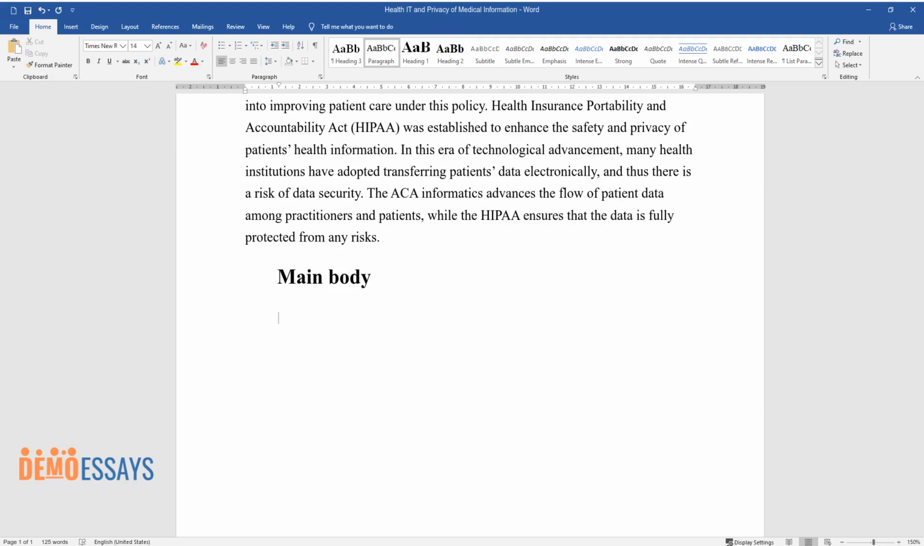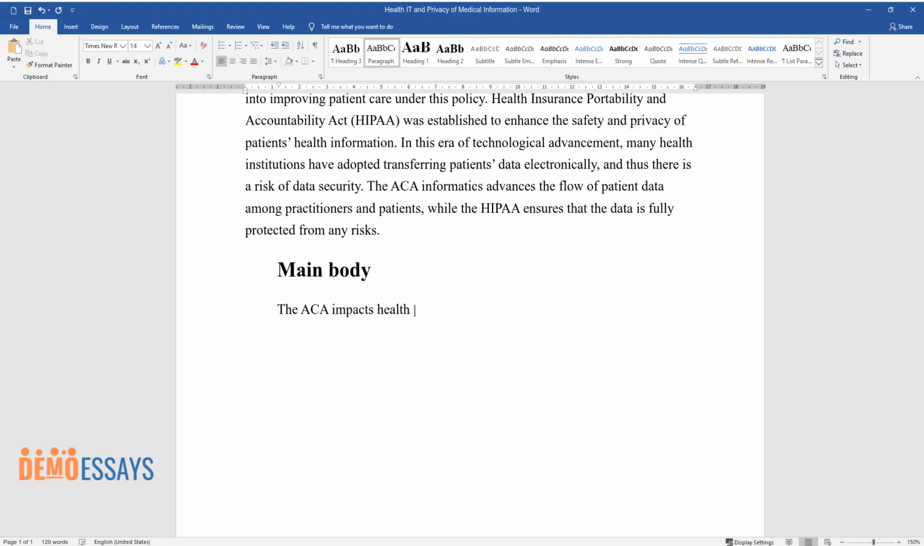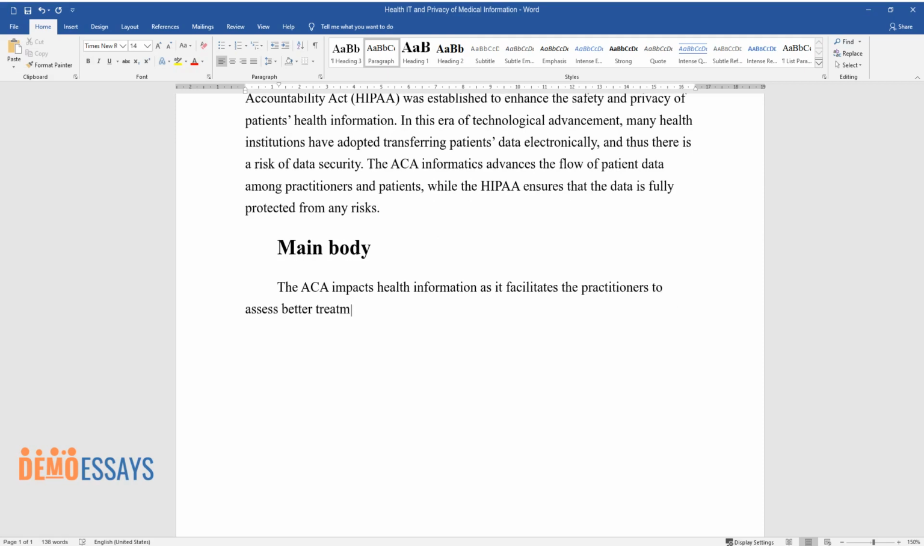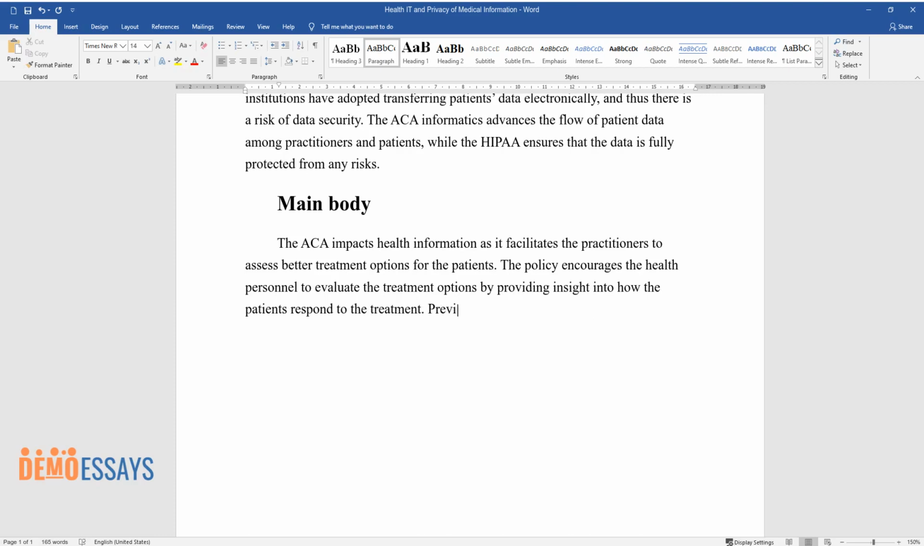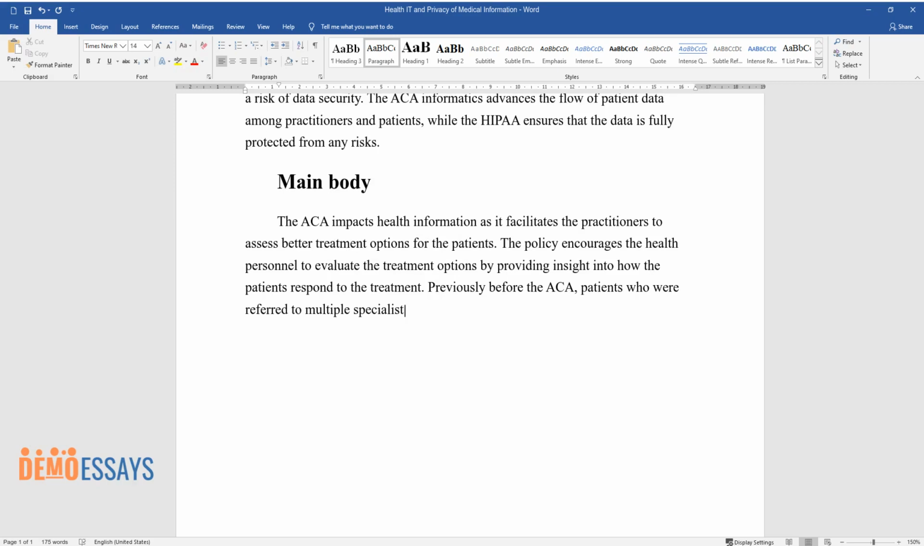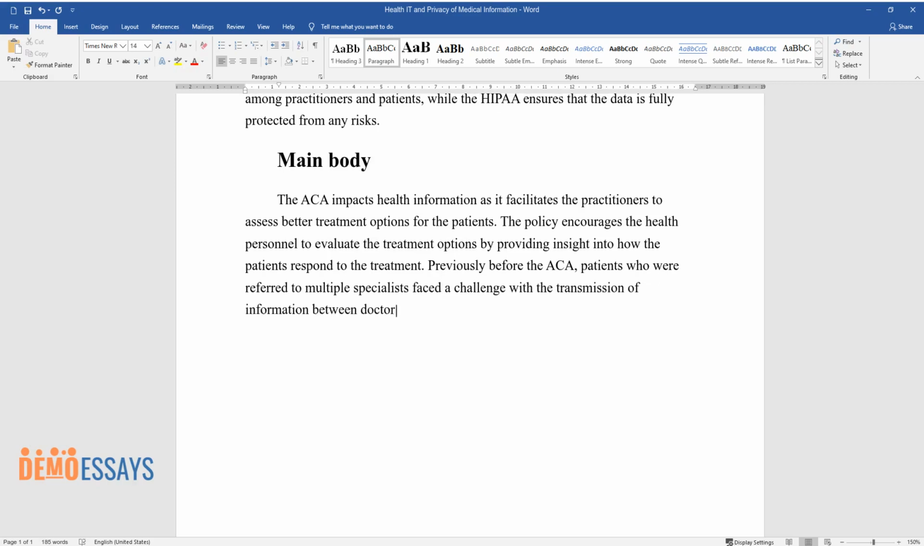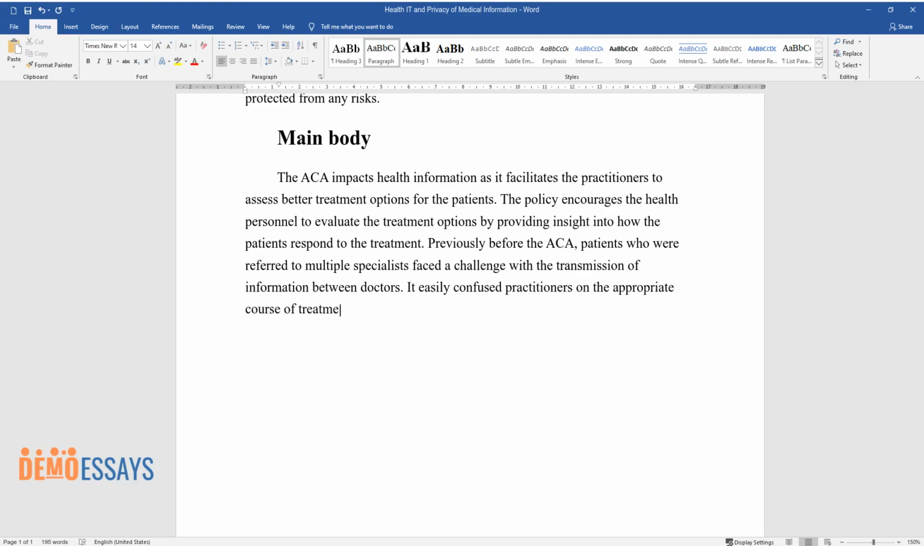Main body. The ACA impacts health information as it facilitates the practitioners to assess better treatment options for the patients. The policy encourages the health personnel to evaluate the treatment options by providing insight into how the patients respond to the treatment. Previously, before the ACA, patients who were referred to multiple specialists faced a challenge with the transmission of information between doctors. It easily confused practitioners on the appropriate course of treatment to give to the patients.